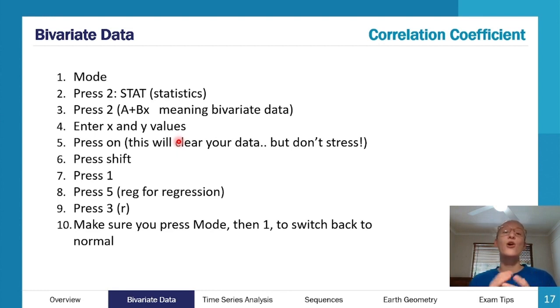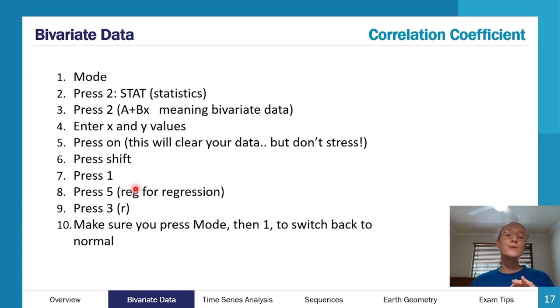Then you press on, and this will clear your data, but don't stress. It's all part of the process, and the calculator does have it stored in its memory. The next few steps you do need to remember. You press shift, then 1, then 5. The option for 5 will say reg, short for regression, because we're doing regression analysis. Then the option for 3 will be R, which is the correlation coefficient. So press 3 for R and then equals, and it will give you the correlation coefficient.